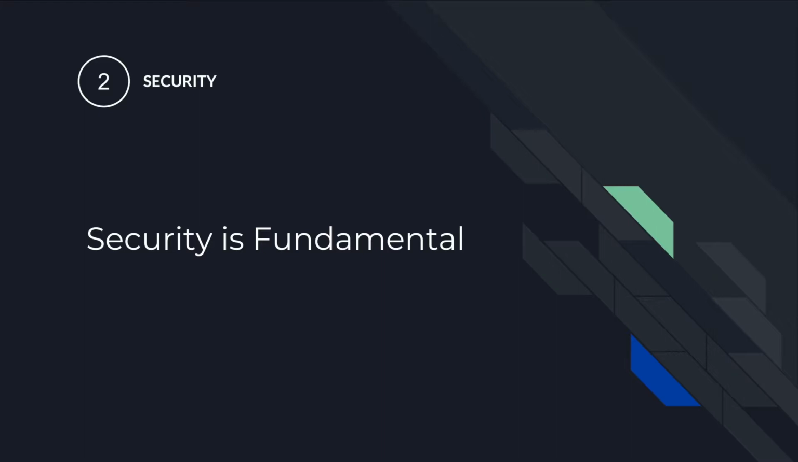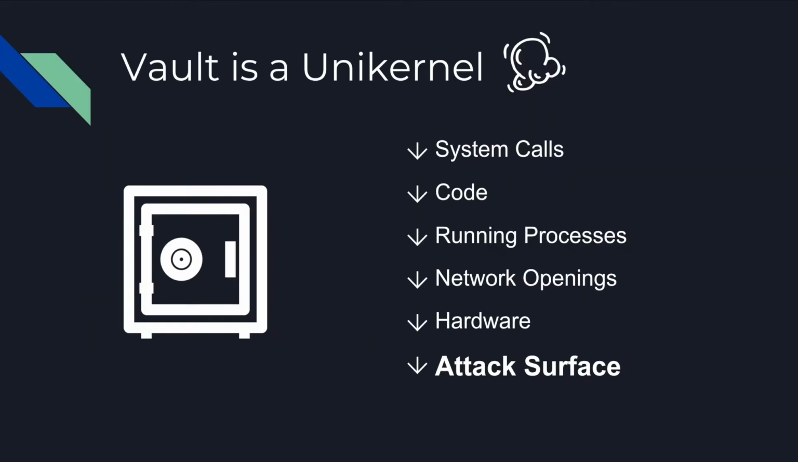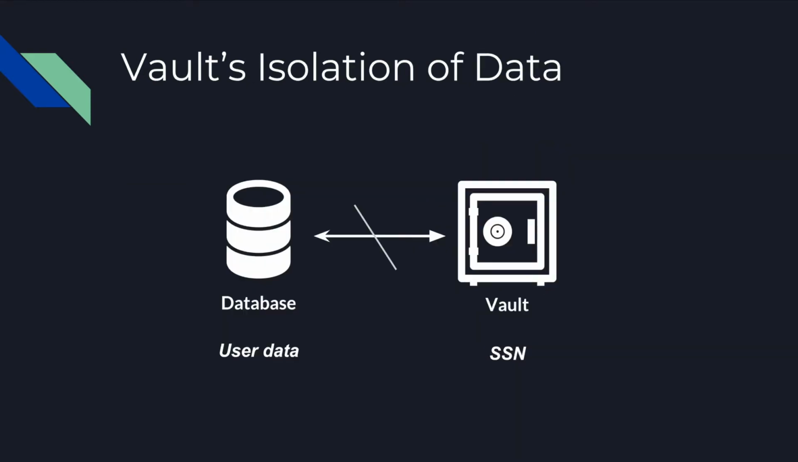So, security is fundamental to DMVault, and we're providing this security with Vault. Vault is a database running in a specialized operating system built to store highly sensitive data that runs on the hardware of your choice. Now, what is this specialized operating system? Vault runs in something called a unikernel. A unikernel has fewer system calls, less code, fewer network openings, and overall a smaller attack surface from which it can be compromised. Vault also provides isolation.